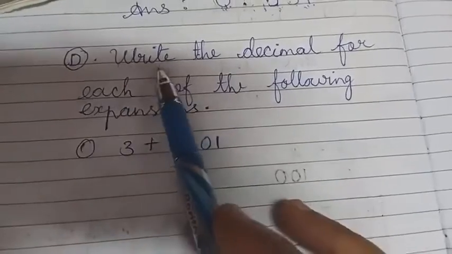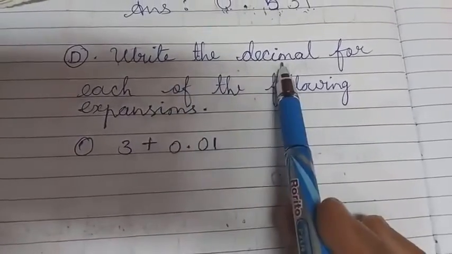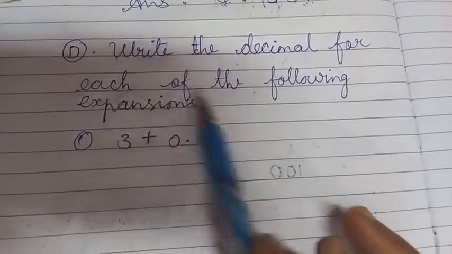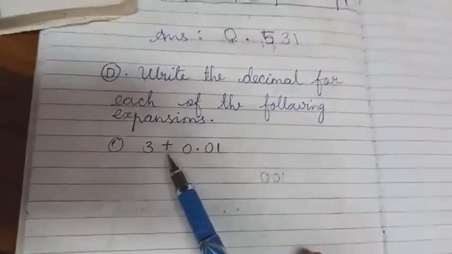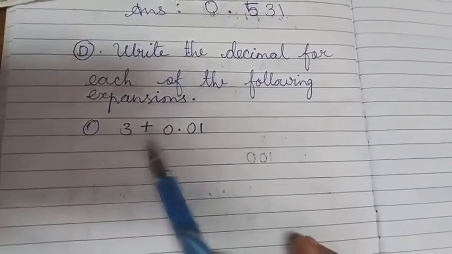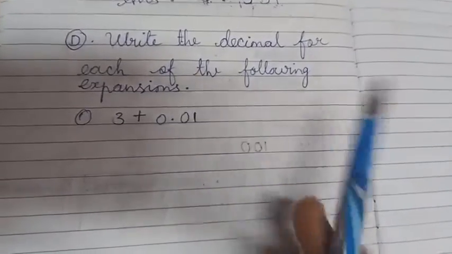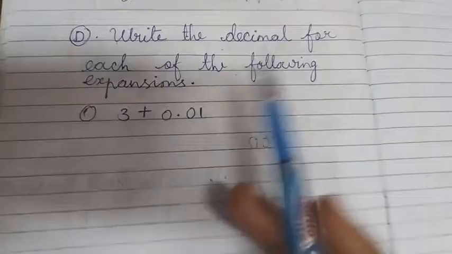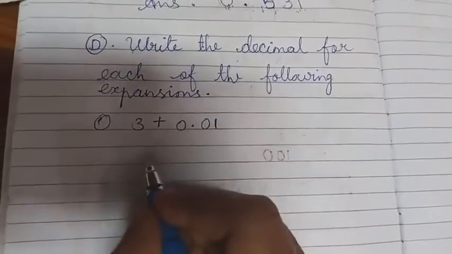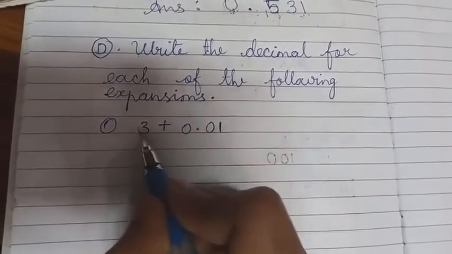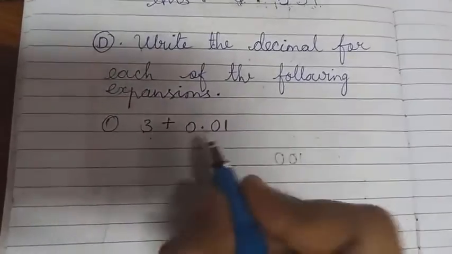Section D, the question is, write the decimal for each of the following expansions. This is already in decimal expansion, but we have to write it with a decimal point. We have to write the whole number as a decimal point number. How do we have to write it? Listen here. 3 will come under ones.